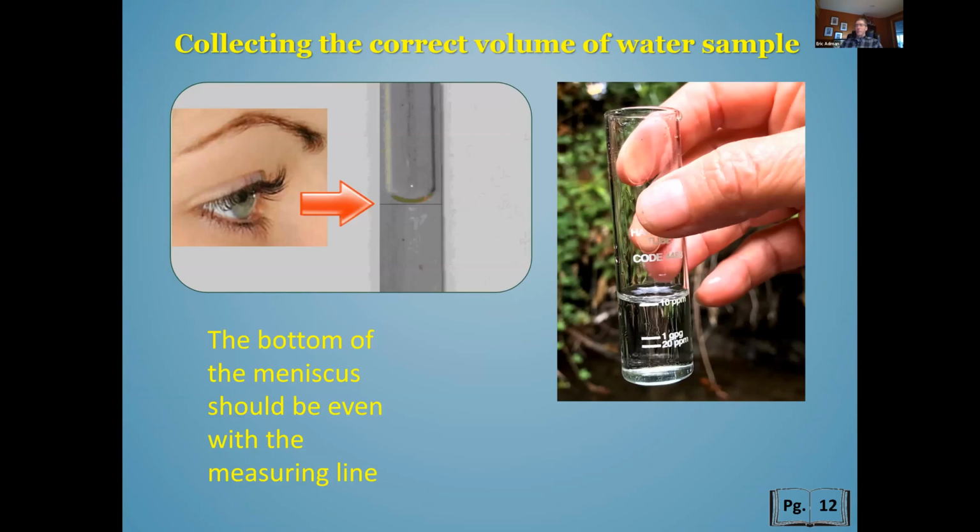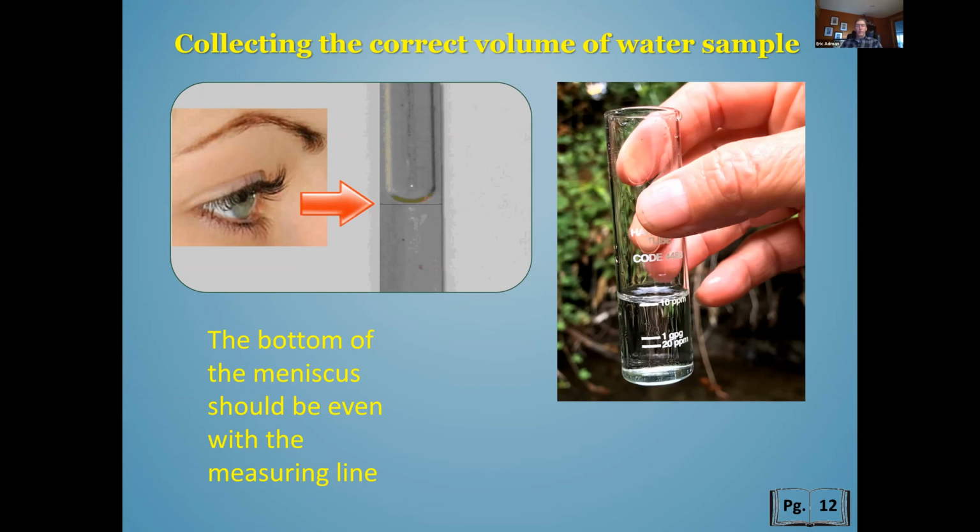When you're filling tubes with water that you're going to sample, you're going to be asked to fill them to a certain level. And when you look in the tube, you'll see that the water surface makes a curve, and the bottom of the curve is referred to as the meniscus. So you want to be sure that the bottom of that curve, or the meniscus, is even with the line that you're trying to fill to.